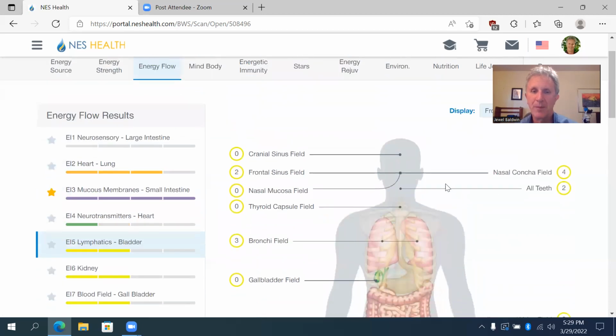Also, you can see in the integrator screen, there's little circles with numbers in them. The higher the number, the more likely that part of the field is the problem on the train track. Let's say that the rail is off, is not lined up or something. Something's not flowing through that part. So here, nasal concha field is a 4. Interestingly, I do have some nasal ear connection thing. So that is the likely area that would show up for me.